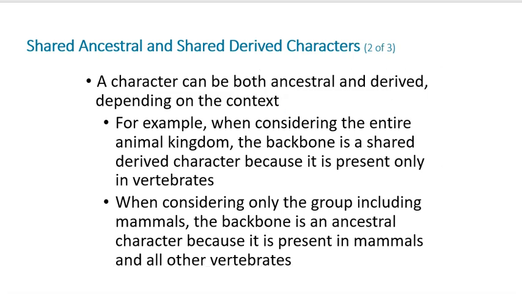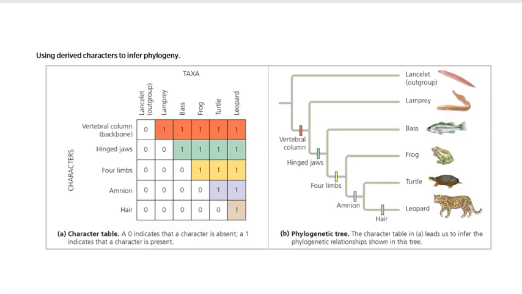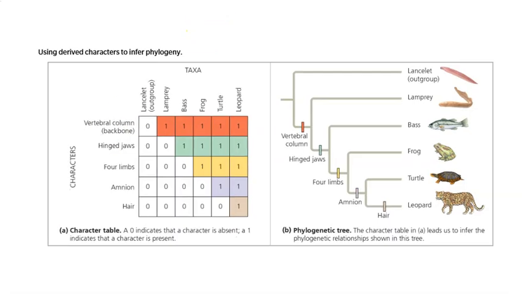What are they asking you? What are we doing? So the in-group is the group of species being studied, and the out-group is closely related but doesn't have all those parts. An example from a textbook is this. You can see the taxa here, the names, characters. The lancelet is the out-group. It's related, relatively speaking, but it doesn't have any of the characters.